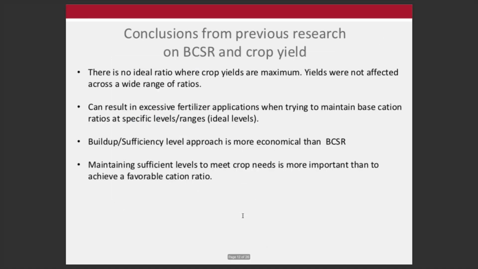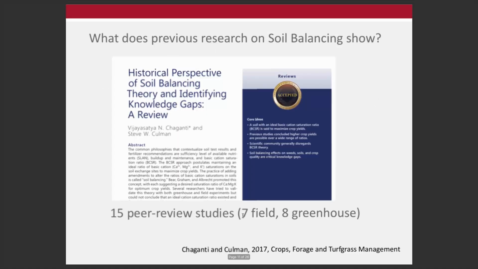Okay, so the conclusions from previous research collectively: there was no ideal ratio where crop yields are maximized. Yields were not affected across a wide range of ratios. A fair amount of this work, these studies that I just mentioned, was actually published in Ohio.